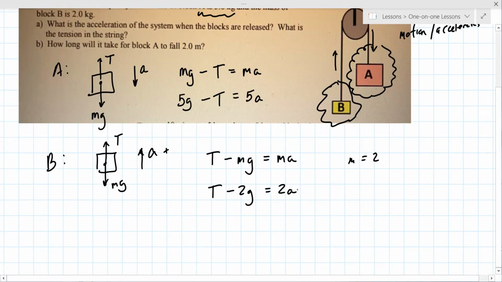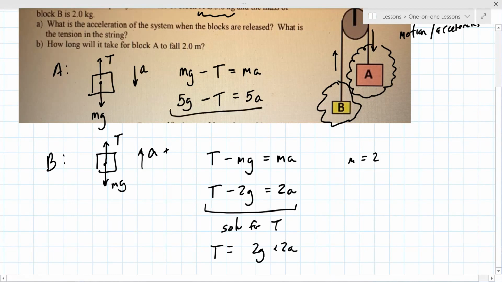So, for example, you could solve for T in this one. Solve for T. All right, so T is equal to 2g plus 2a. And then if we come back up to the other one, we solve for T. T is equal to 5g minus 5a.